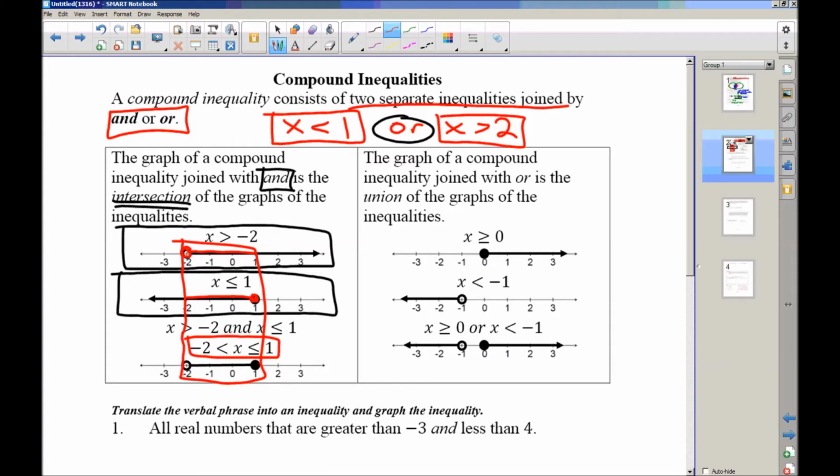Another way to write an "and" is to combine it into one single statement where we say x is between negative 2 and 1. So negative 2 is less than x and x is less than or equal to 1 at the same time. All of our answers have to fall between these two boundaries. It goes from negative 2 to 1.